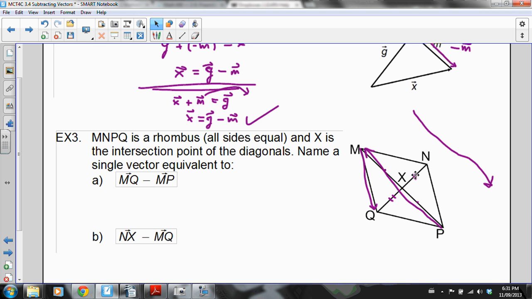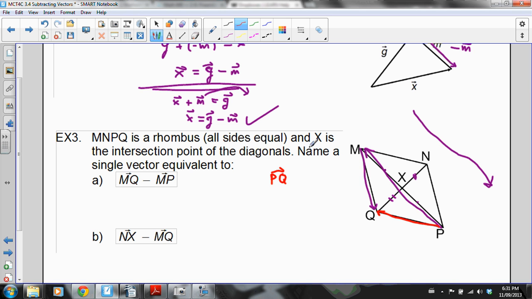This is PM. Now, if I had to add these two vectors together, that's pretty easy because I can start at the start, tip to tail, and at the end. The answer is right here, isn't it? The answer should be PQ.